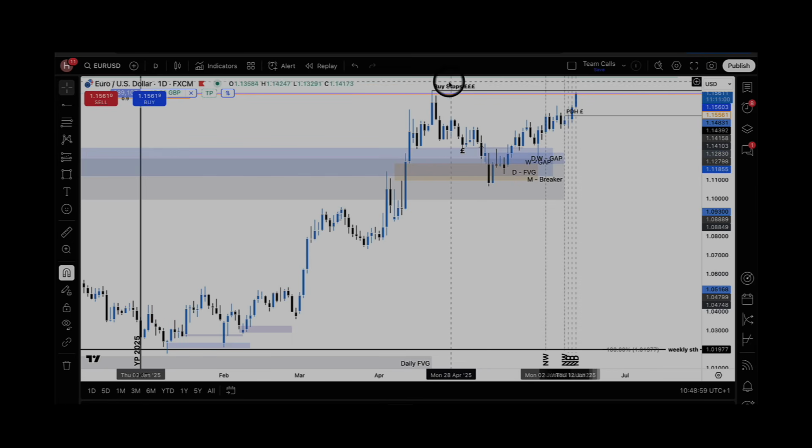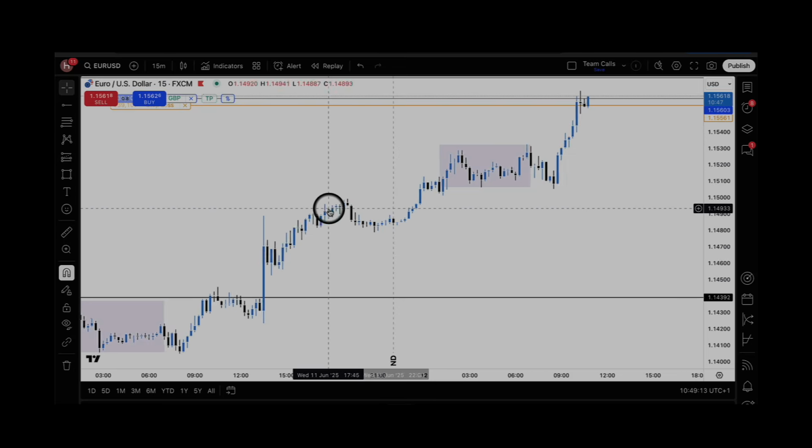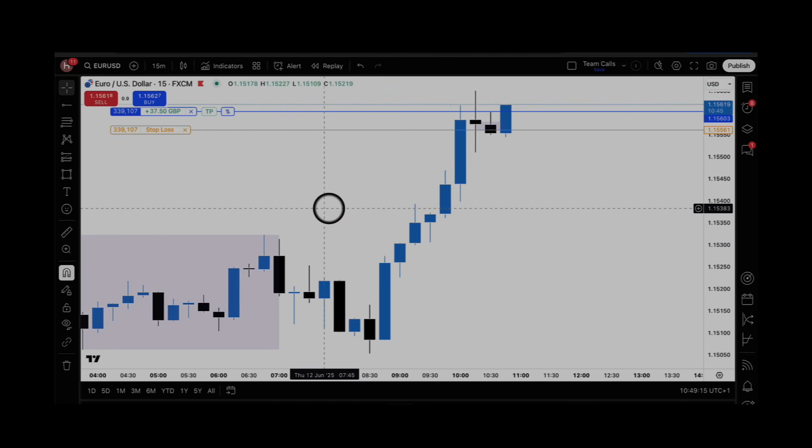There's going to be money up here, buy stops. So money in the form of buy stops. Price is being drawn there. You can see that all week price has been heading up there. So what am I going to do? I'm going to look to take price to the upside.